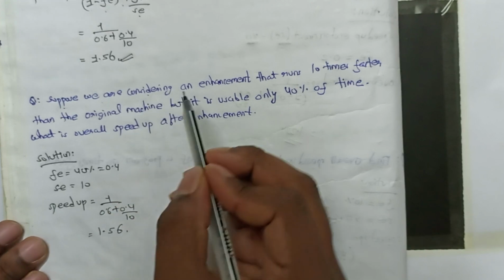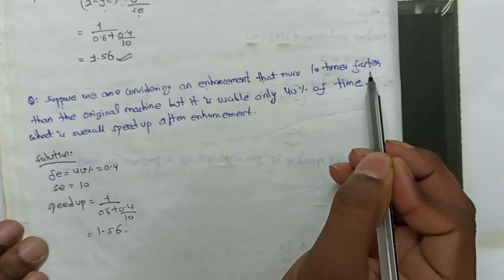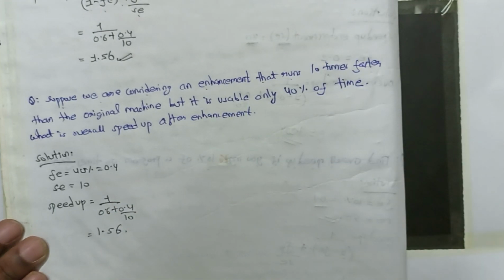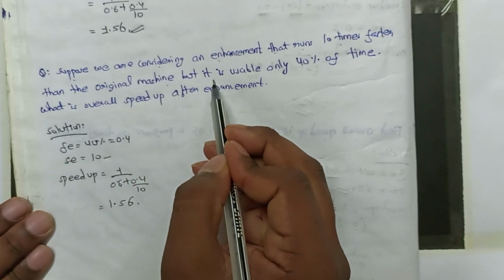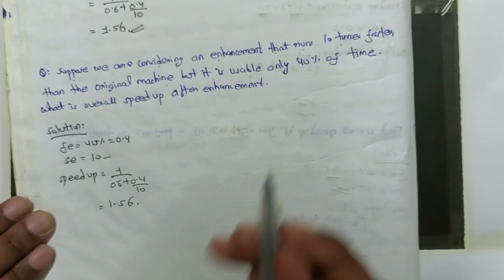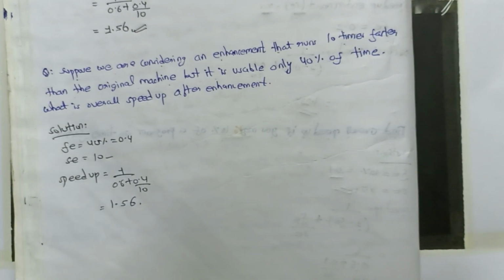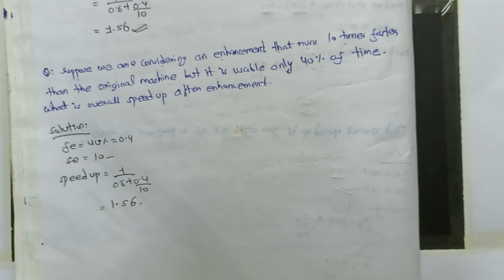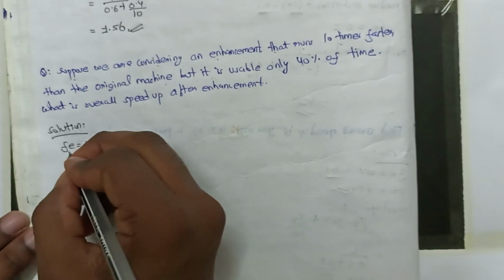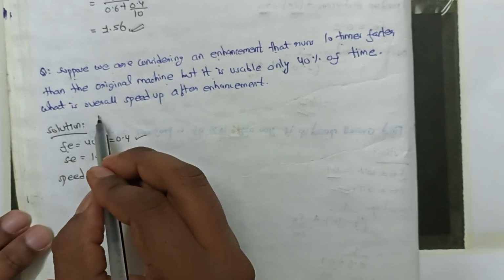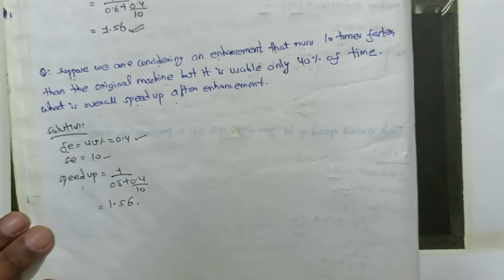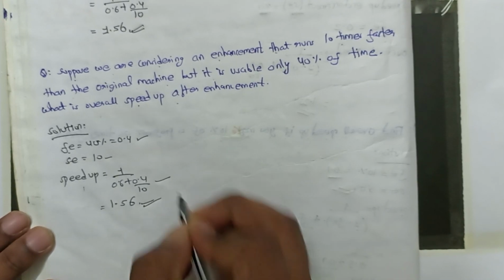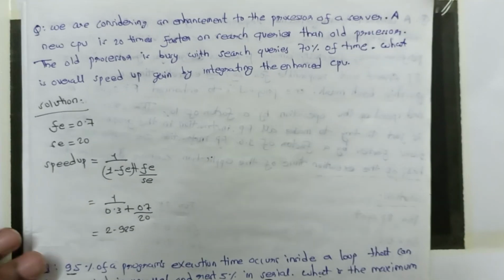Suppose we are considering an enhancement that runs 10 times faster. 10 times faster means simply the speed of enhancement is 10 than the original machine, but it is usable only 40% of the time. It means 40% of the time the processor is doing the task, so 40% is our fractional enhancement, that is Fe is 0.4. What is the overall speed up after enhancement? Speed up is equal to the same formula, 1 by (1 minus Fe) plus Fe by Se. By putting in the values we get 1.56 as the answer. Let's solve another question.